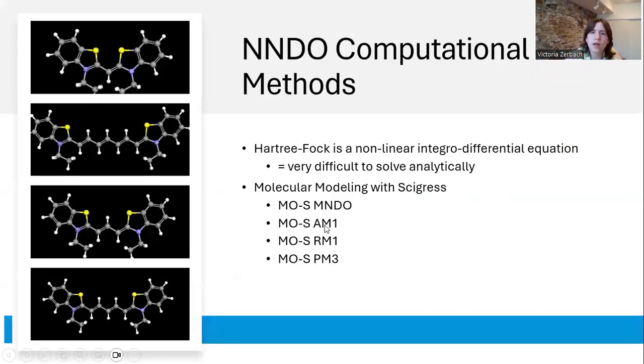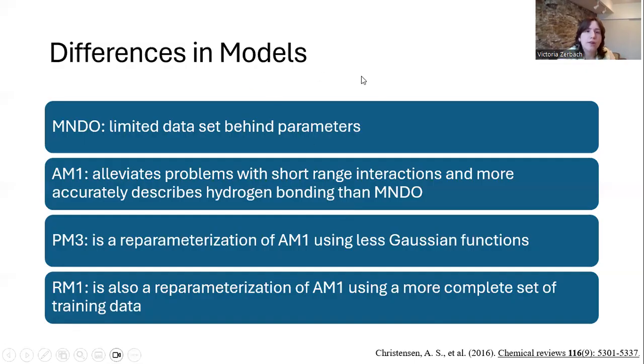But the Hartree-Fock is a nonlinear integro-differential equation. So it's actually very difficult to solve analytically. So instead we use molecular modeling with Cygress, where the molecular model packages MNDO, AM1, RM1, and PM3 were used. AM1, RM1, PM3 are all improvements on MNDO. These different models each have their own benefits and drawbacks.